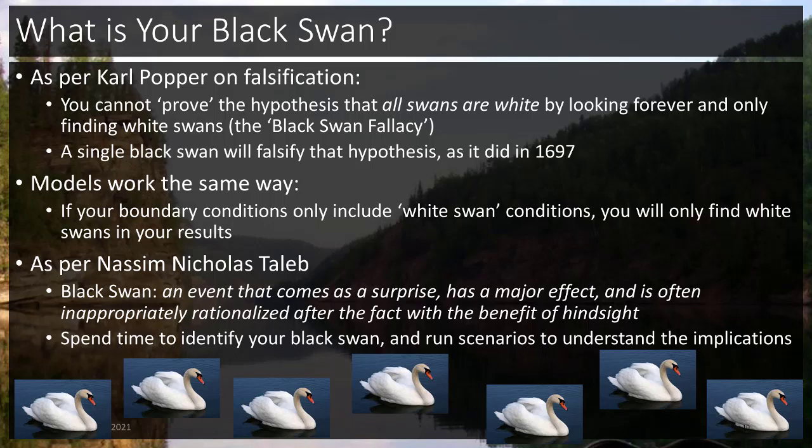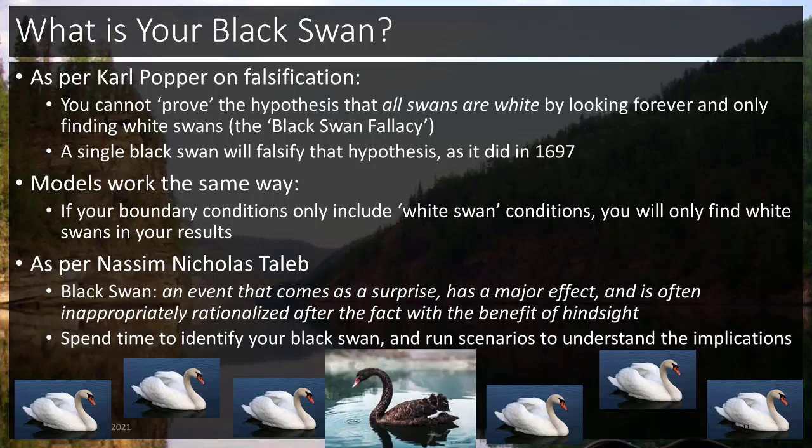So swans are all white, that was the hypothesis, and it held until 1697 when somebody went to Australia and discovered a black swan. And so the point there was that you can keep finding more and more white swans all you want, but you're never going to actually validate or confirm that hypothesis that all swans are white. In contrast, a single observation can completely invalidate your hypothesis.